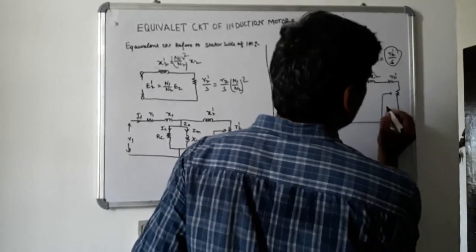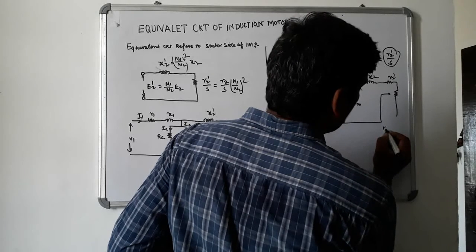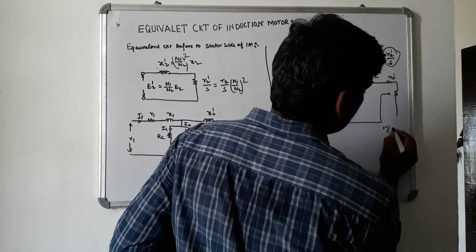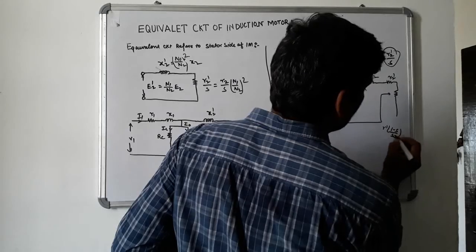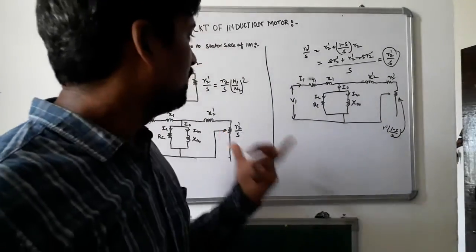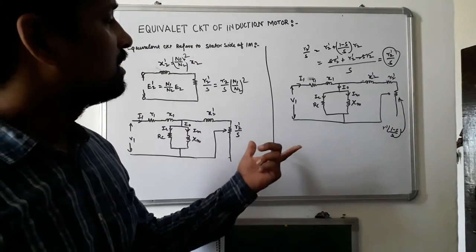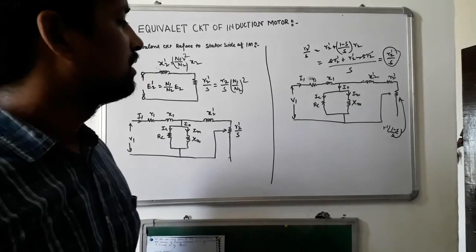Rewrite, the load resistance is R2 dash times (1 minus S) divided by S, which is this value. This is the complete equivalent circuit referred to the stator side of the induction motor.